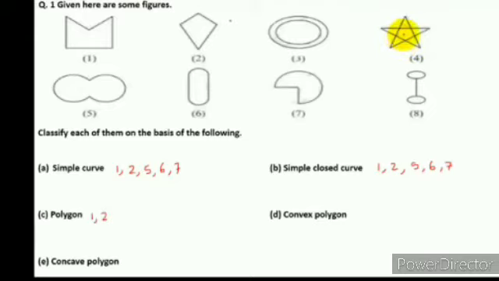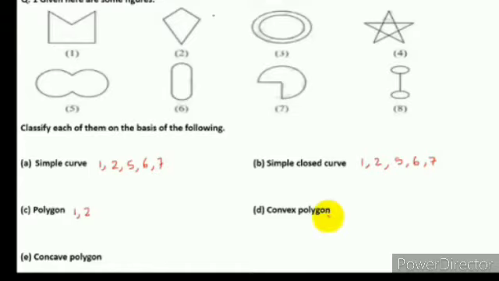Understand? See, the line segments are intersecting each other at the middle. A polygon means the line segments should not cross each other. Their end points only should meet. So the first one and second one are the only polygons, the remaining are not polygons. Fifth, sixth, seventh and the rest are bounded by curves, so they are also not polygons.